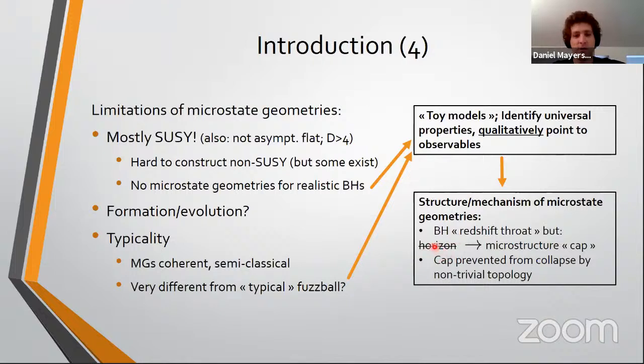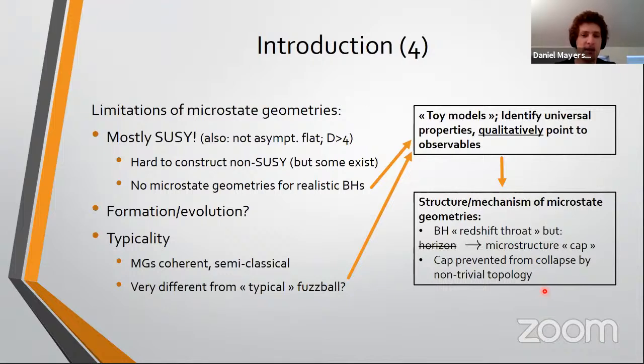But then when you think you're approaching the horizon, instead the spacetime ends in this smooth microstructure cap, right? But then your question should be, how is this cap prevented from collapsing on itself? How is this not just collapsing into a black hole? And so the generic feature that all microstate geometries have, and so you can expect this to be a typical feature, is that they're prevented from collapse by the non-trivial topology, right?